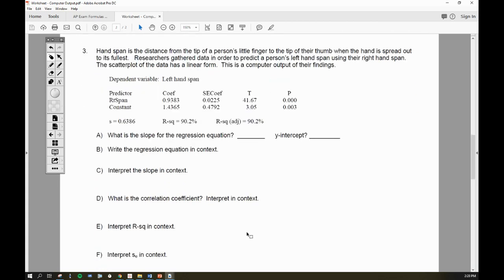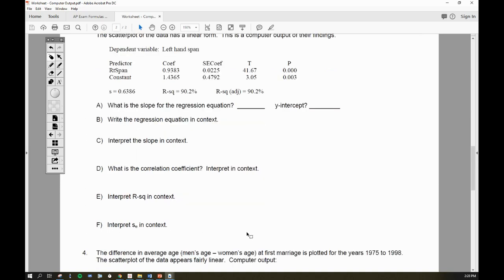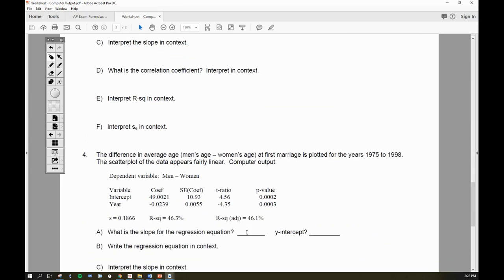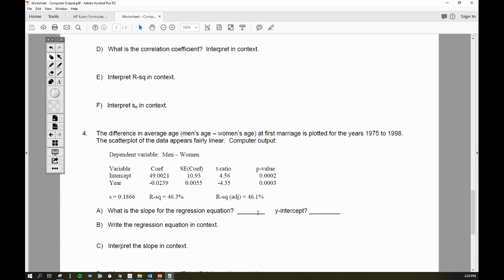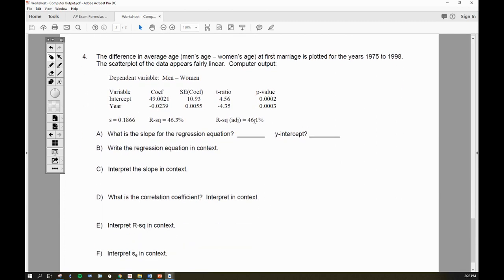All right, kids, there's a whole other side to this with handspan and average age. And I want you to fill those out and then you can check in class.